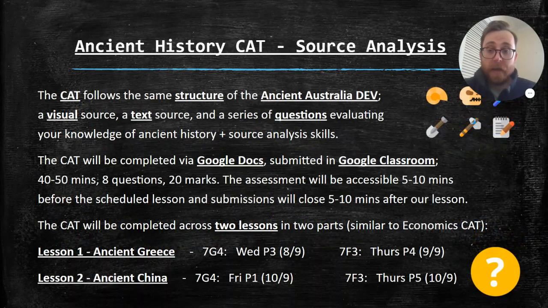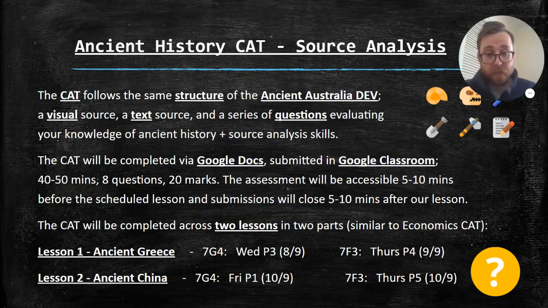So, the CAT follows the same structure as the Ancient Australia Dev task, which I will show you shortly for those of you that have forgotten. But you're looking at a visual source, so a primary or secondary source that is a picture or an image or a physical artifact. And then you are looking at a text source that is probably connected to that source. So some sort of written description or summary or overview or background knowledge about that artifact. And then you'll be asked a series of questions evaluating your knowledge of ancient history and your source analysis skills.